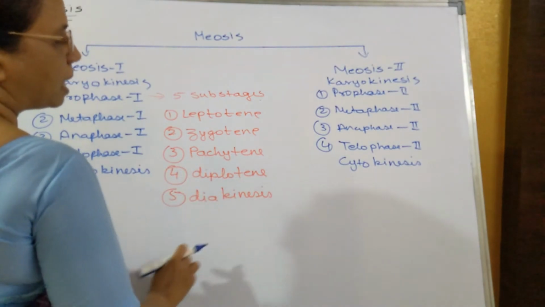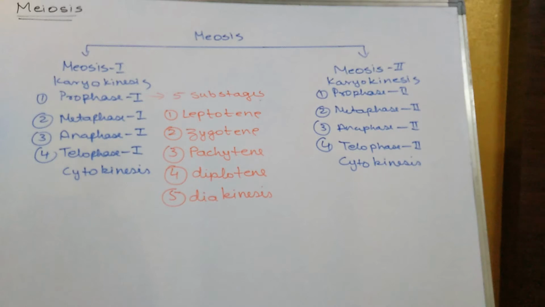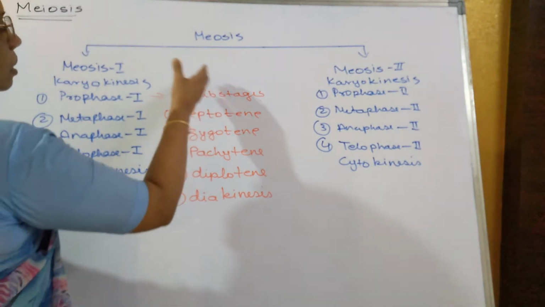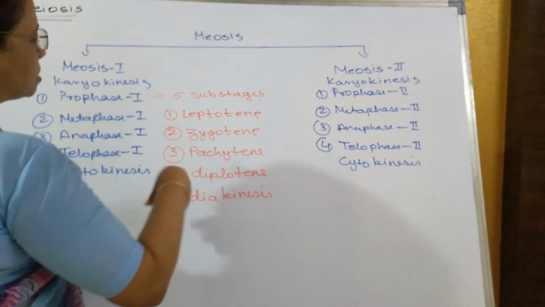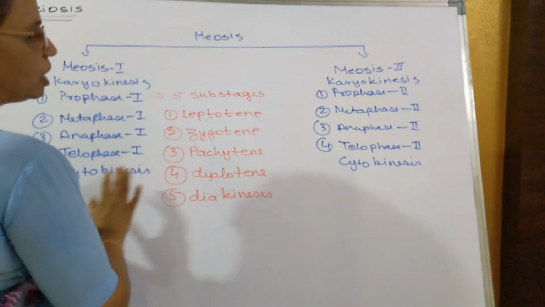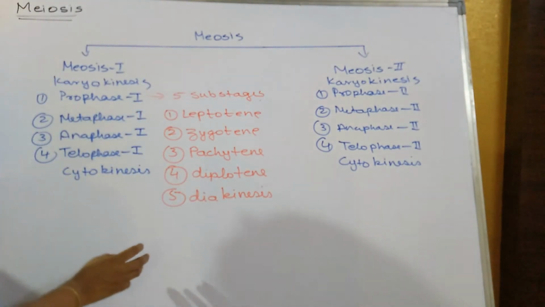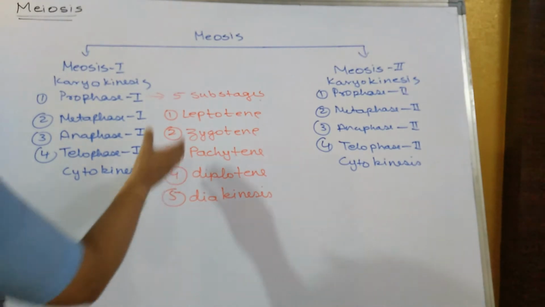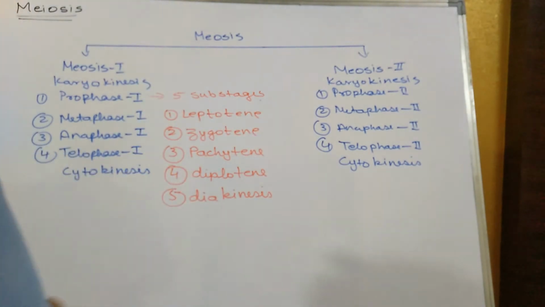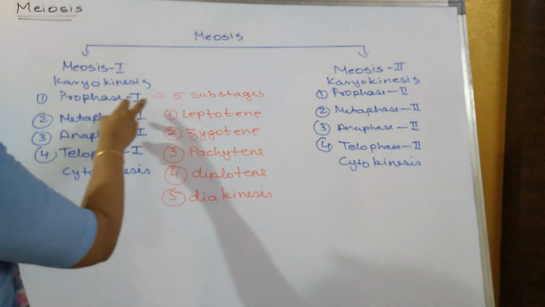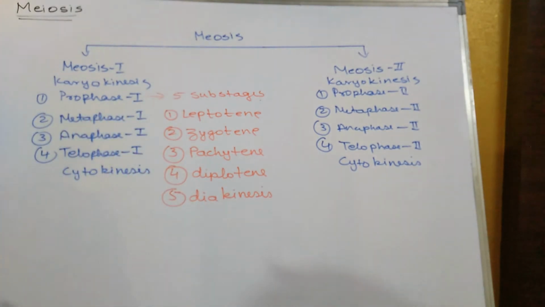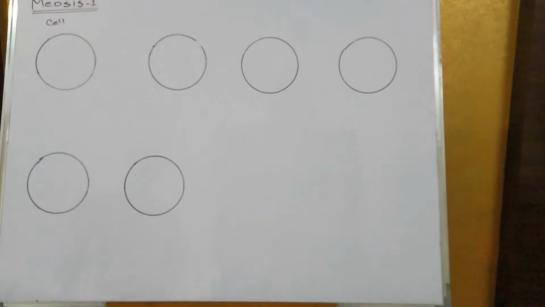Now in 10th you don't have to study much about meiosis, but you have to describe these 5 substages of prophase 1. In short, you just understand this much, and this I'll explain in detail because there is one back question based on this. So I will discuss now prophase 1, the 5 substages of prophase 1.